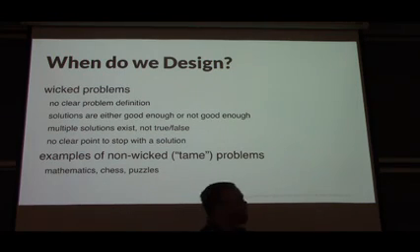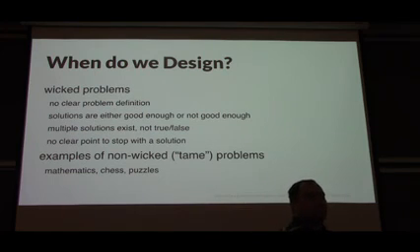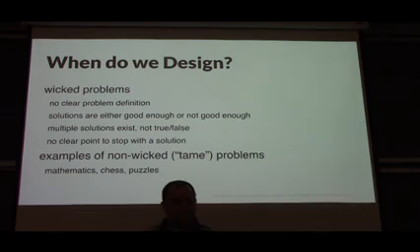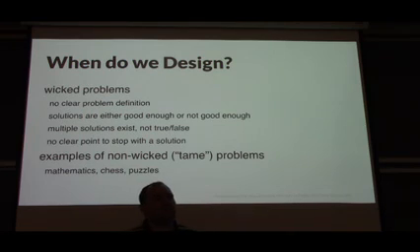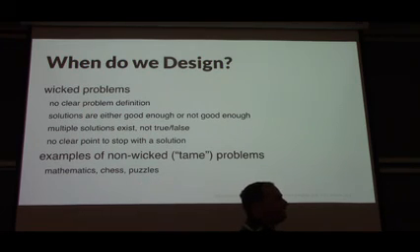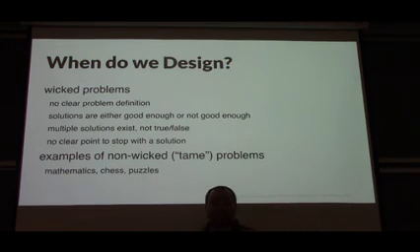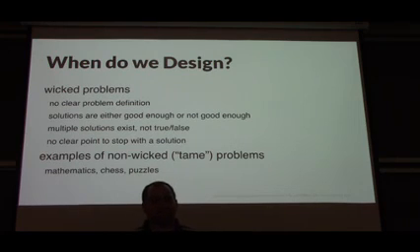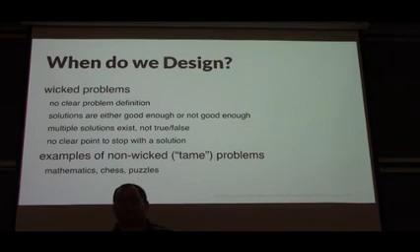Examples for non-wicked problems are things like puzzles, or some kind of proof in mathematics, or chess. These are tame problems where there's clearly a winner, a true or false, which is not the case in many design problems. I can route a highway in many different ways. Most of them are going to work, some of them are going to work better, some of them are going to work less well.